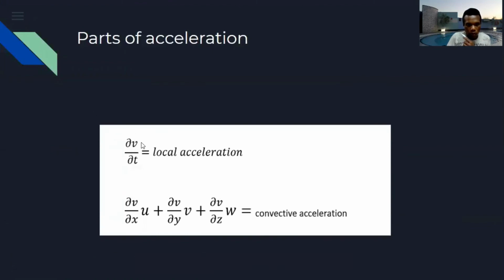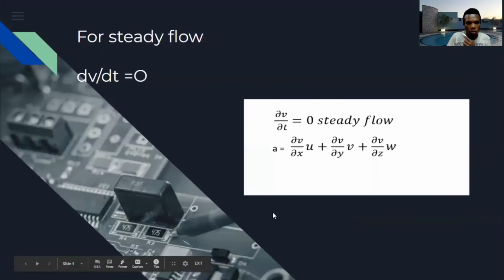Here, the partial derivative of v with respect to t signifies local acceleration, and the other part signifies convective acceleration. When the local acceleration is equal to 0 and we obtain only convective acceleration, we say that the fluid has steady flow, that is, dv/dt is equal to 0, and the new acceleration formula is this one.